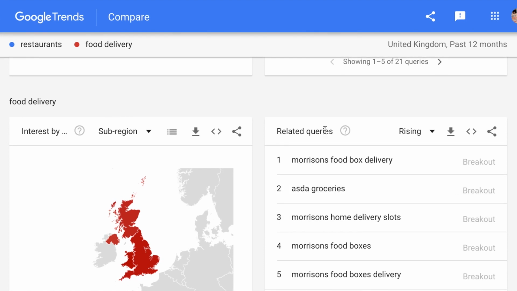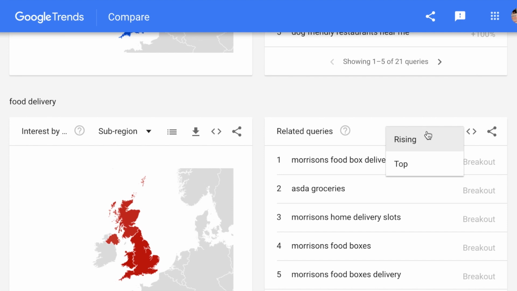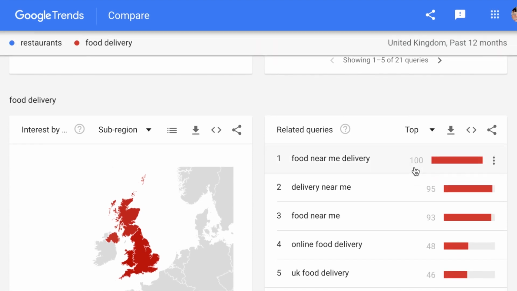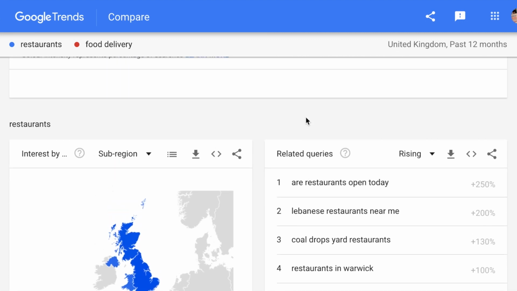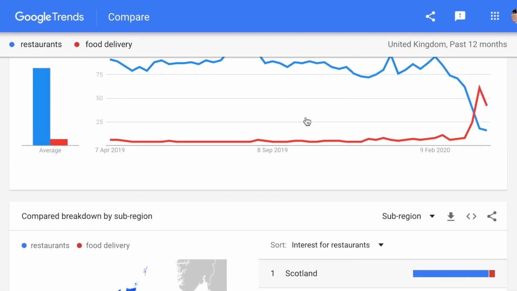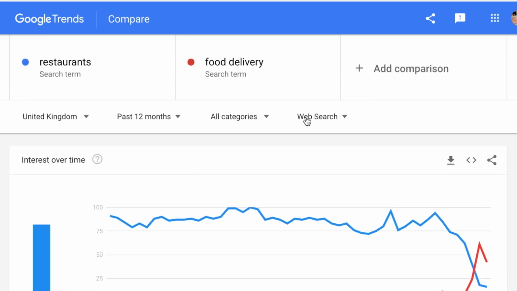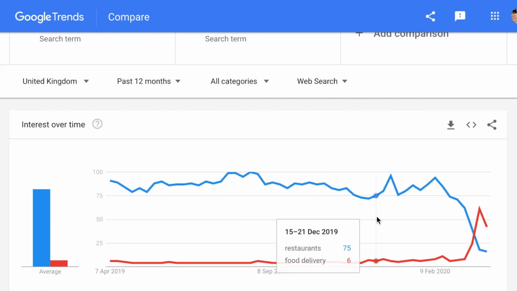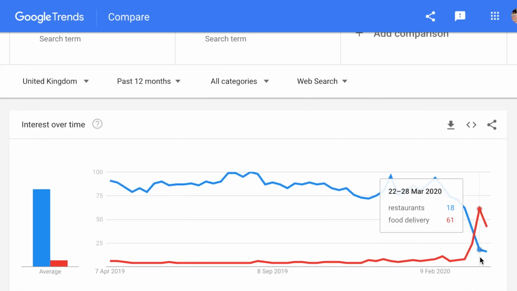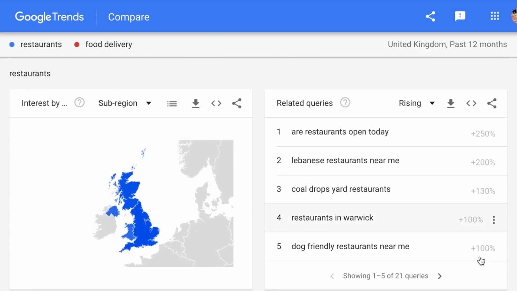And when it comes to food delivery, you can find out that it's mostly about supermarket and groceries deliveries. You can find this, or you can sort them by top, and you can also find the more expected, highest volume type of searches. And you can use this both for generating content, thinking about optimizing your website, and optimizing your advertisements. If you're, let's say, a restaurant now and you're offering food delivery, you can see what people are looking for.